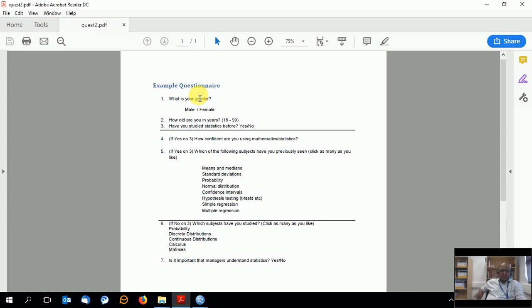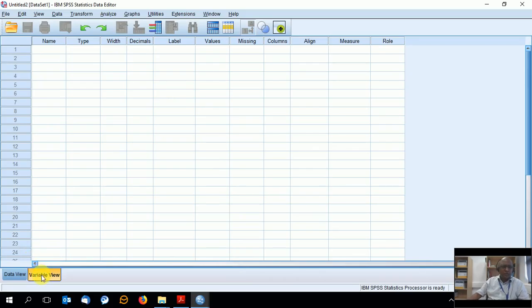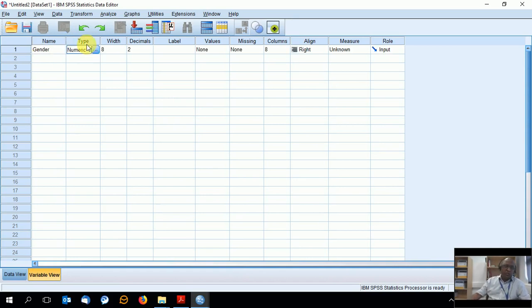So the first question is quite easy: what is your gender? Just like before, I would suggest that we define the first variable as gender. We are on variable view, so that would be gender, and numerical. I hope you know what I'm doing here. I'm going to decrease the decimal points, I'm going to put it 0.